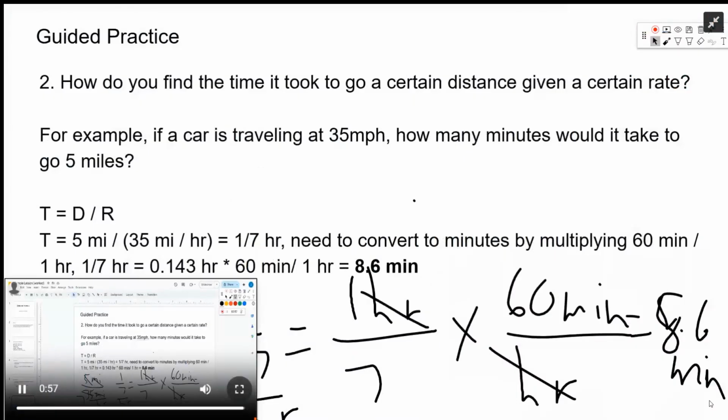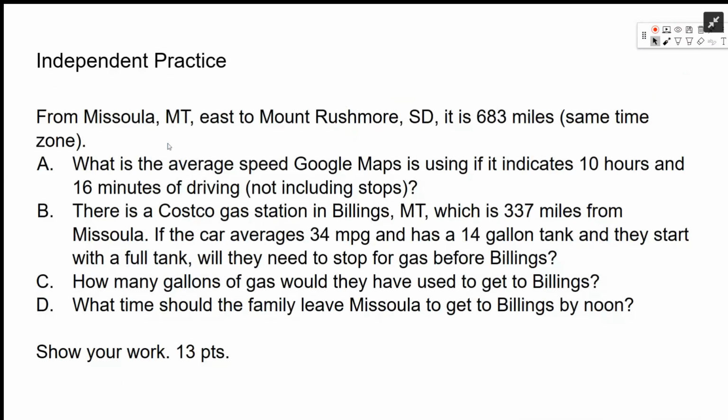All right, now let's look at a multi-step problem. So from Missoula, Montana, driving east to Mount Rushmore, South Dakota, it is 683 miles. And both Missoula and Mount Rushmore are in the same time zone, the mountain time zone. So first part, A, what is the average speed Google Maps is using if it indicates 10 hours and 16 minutes of driving, not including stops?